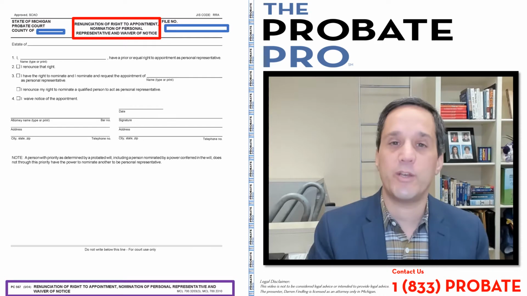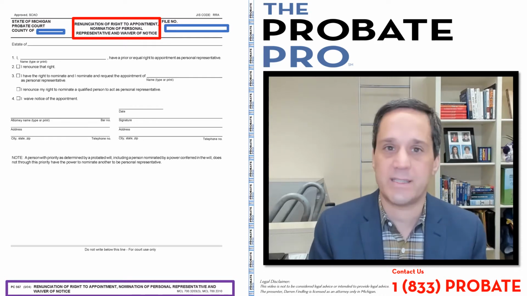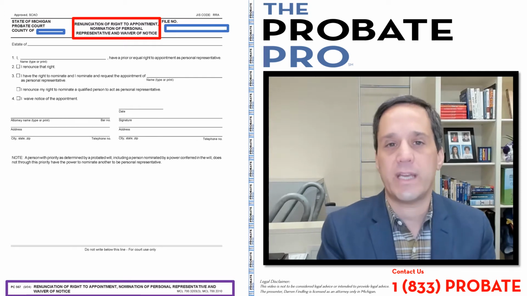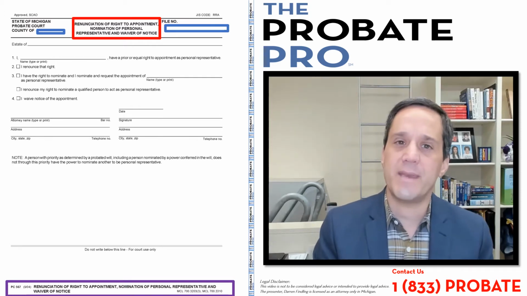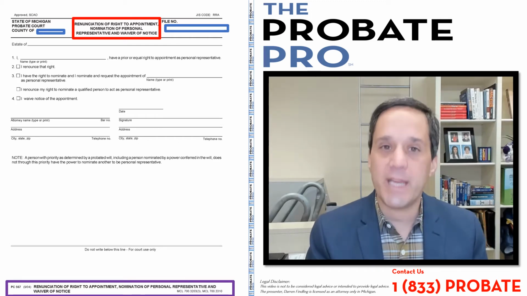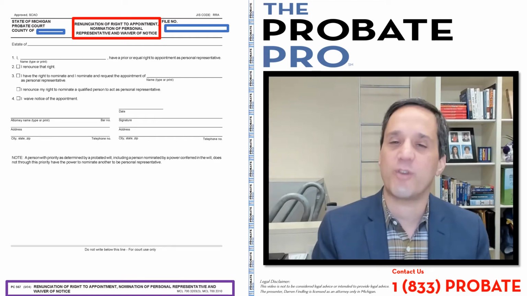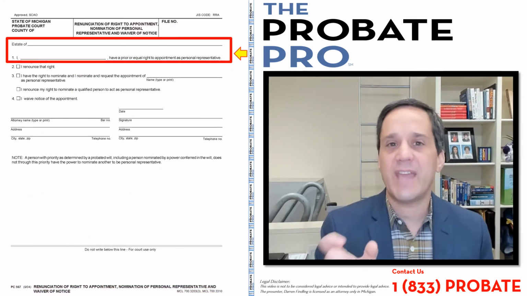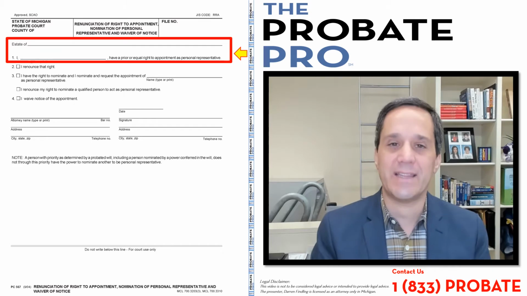Now, often when you're filling out this form, you don't even have a case number yet, because usually you're attaching it to the application that's going to get filed. And as you can see from the name of it, it's a renunciation of a right to appointment, the nomination of a personal representative, and a waiver of that notice. Top part identifying the name of the estate. The I section is who is signing the document.